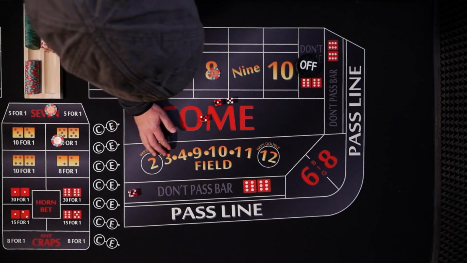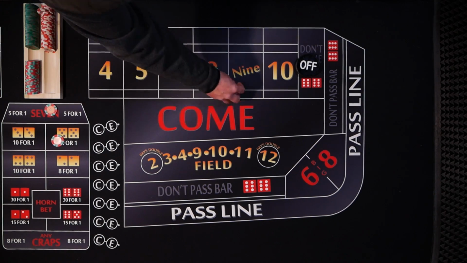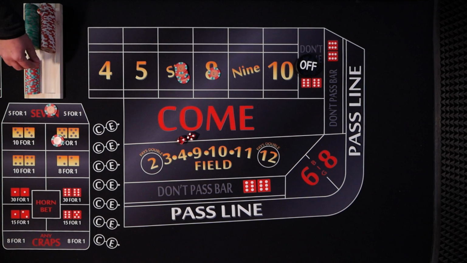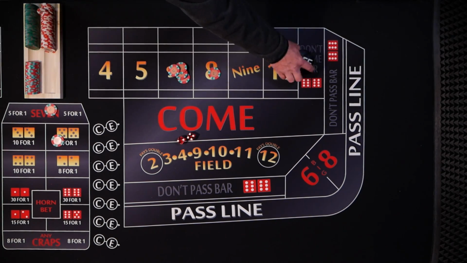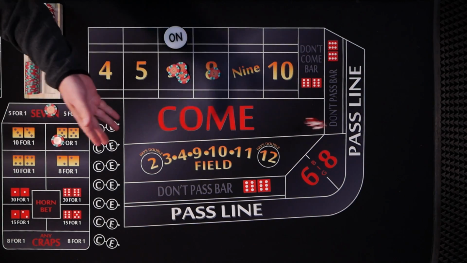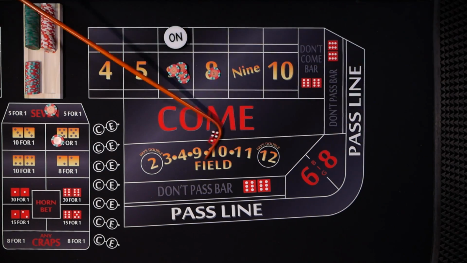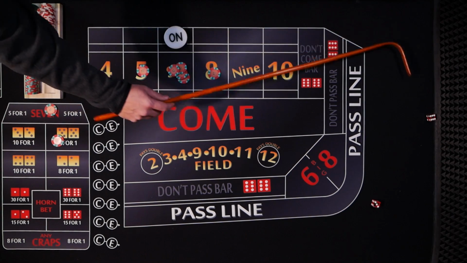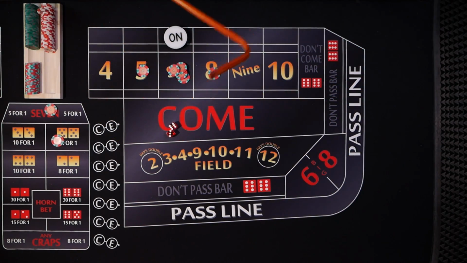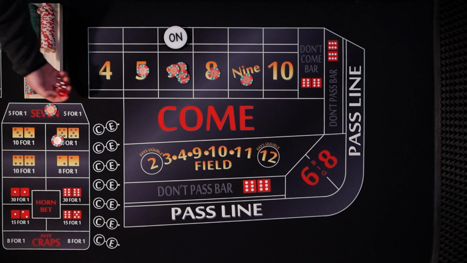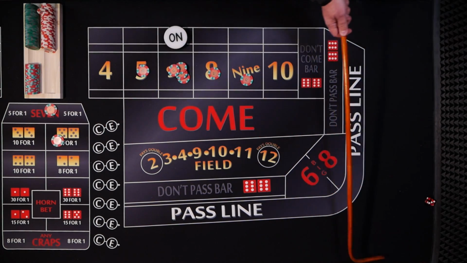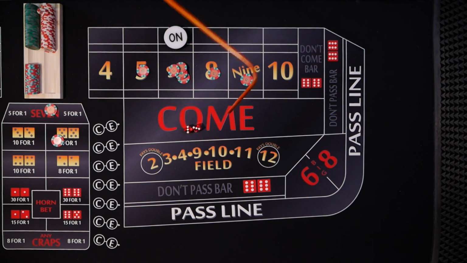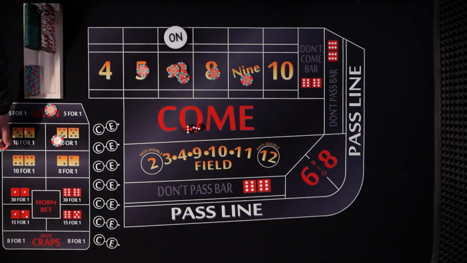Have a new shooter. And here we go, coming out. Point is going to be 6. Looking for that 6, and it's a 5. No field 5. And a 9. And we got a 6, hard 6. So we hit our point. Go ahead and mark that over here in the hard.